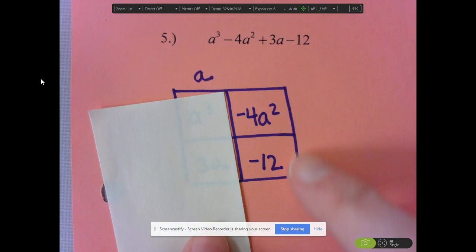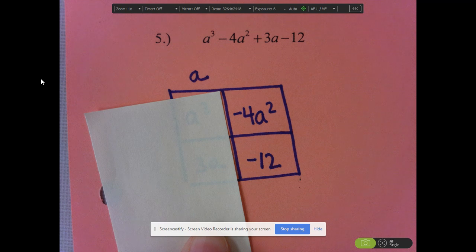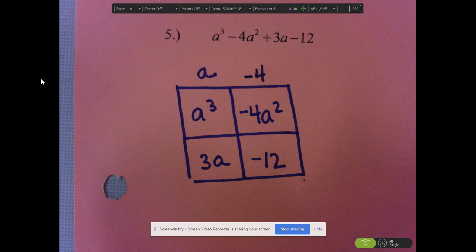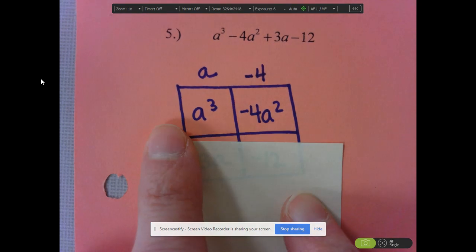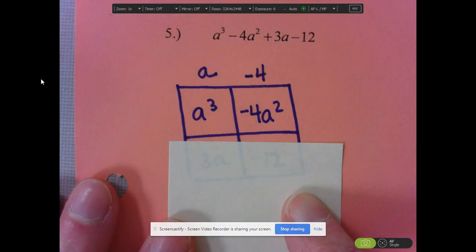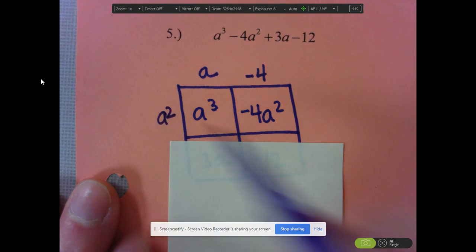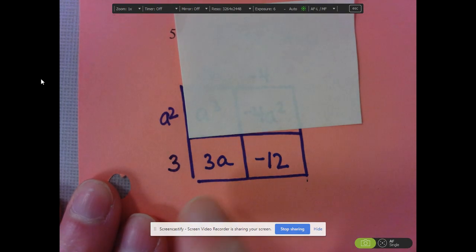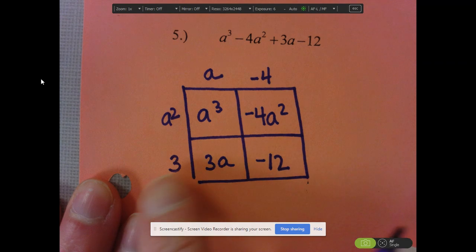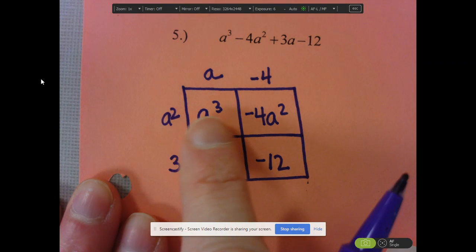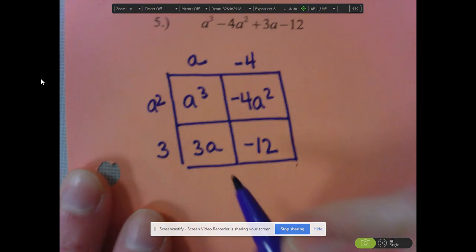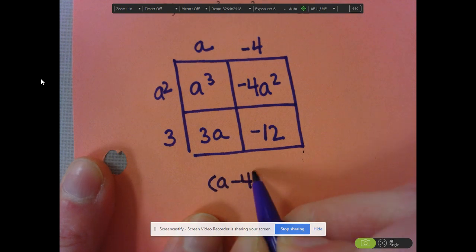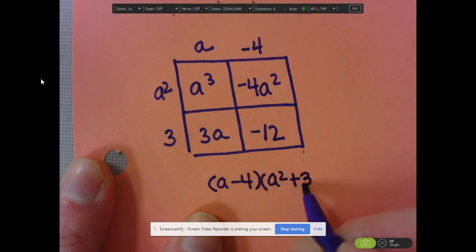Greatest common factor of this row, 4, but because it's negative, negative 4. Greatest common factor of this group, a squared. And then greatest common factor of this group, 3. And again, it's positive because it's positive. So the sign of these outside numbers should match the sign of the box that they're outside. So your final answer: a minus 4, a squared plus 3.